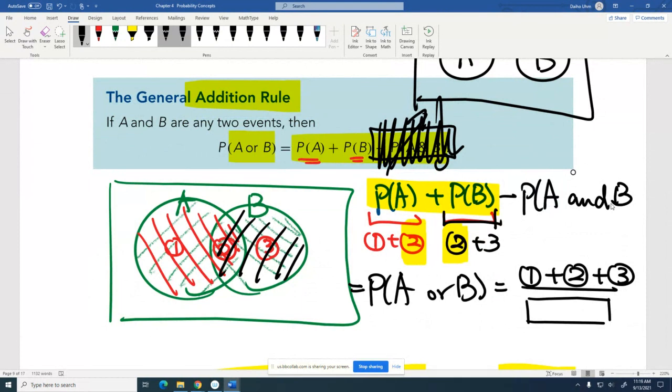So please now look at the general addition rule. It will be exactly the same as what? The special addition rule. The special one is a special case, and the general one, they are all addition rules for what? Or. Okay, so please remember that.